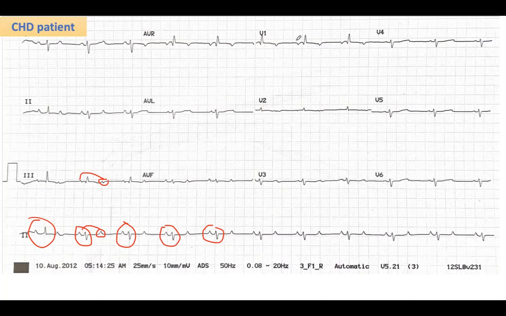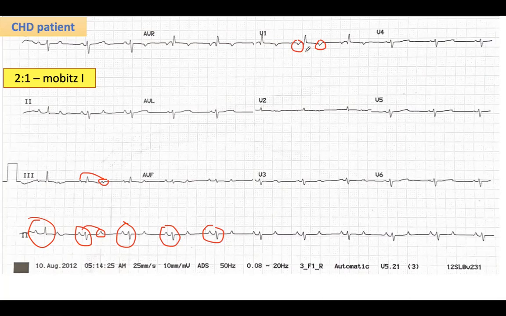And then whenever you see a P wave, there is a very similar deflection towards the end of the T wave. So again, confirming your suspicion of blocked 2-to-1 conduction. Okay. So that's an example of 2-to-1 conduction.